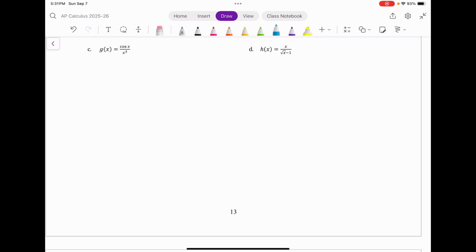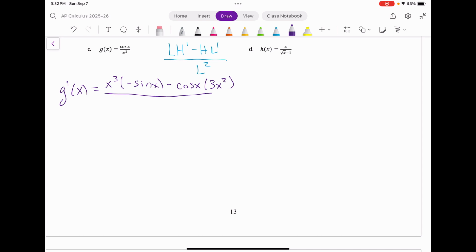All right, we're going to apply the quotient rule on C and D as well. So low d high minus high d low over low squared. Okay, so g prime of x: the low function times the derivative of the high function minus the high function times the derivative of the low function, all over low squared.